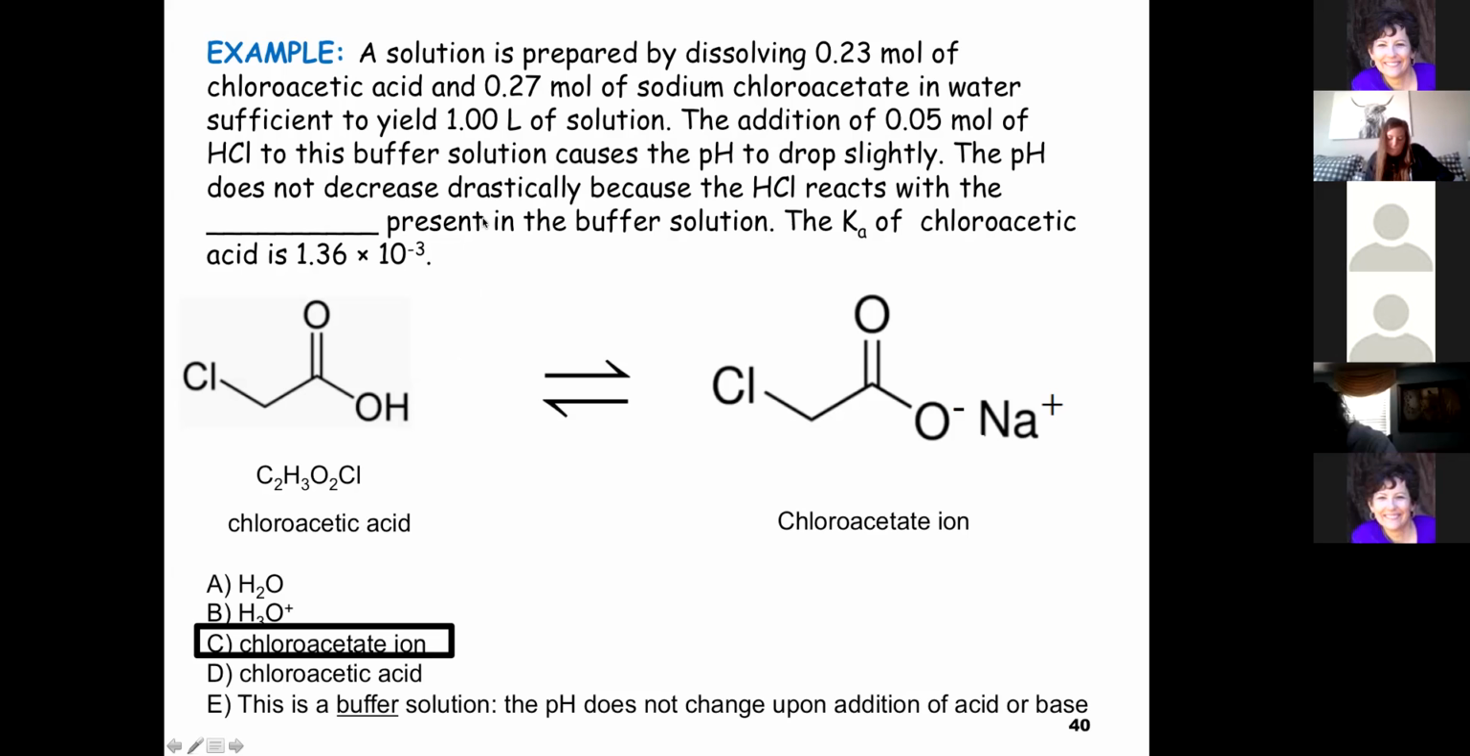Okay, so I've got chloroacetic acid and I've got sodium chloroacetate. I'm going to add 0.05 moles of HCl, and the pH is going to go down a little bit.